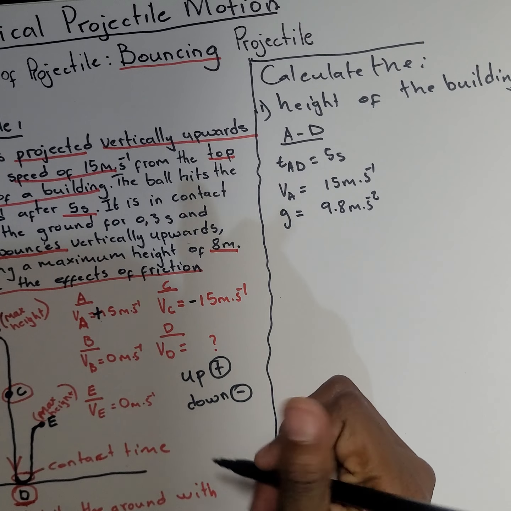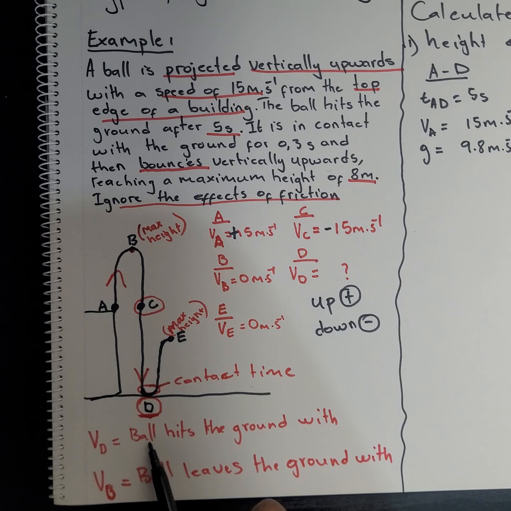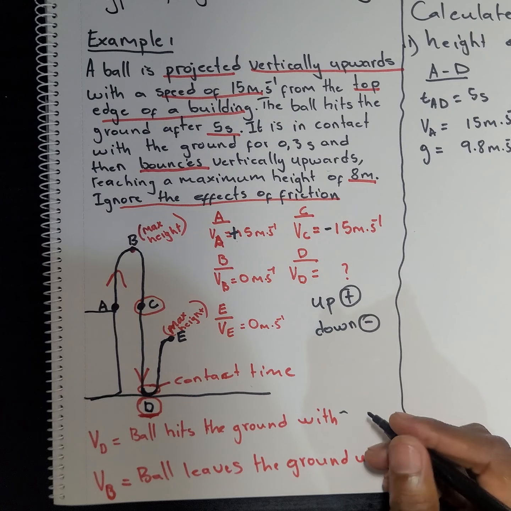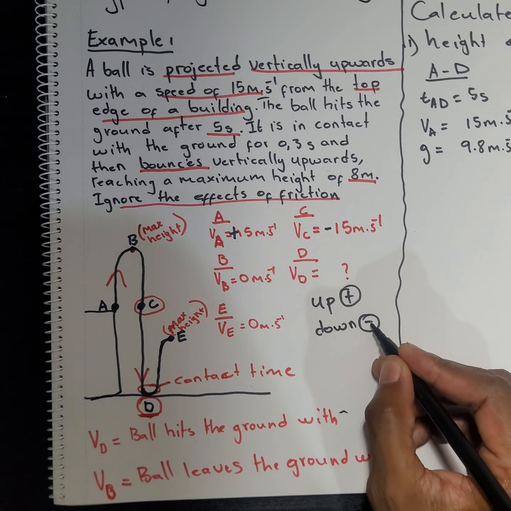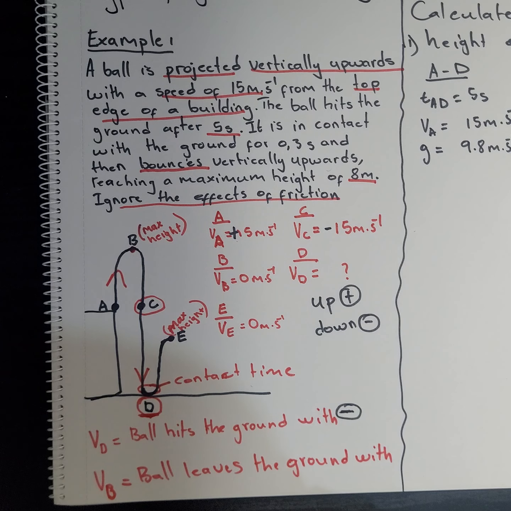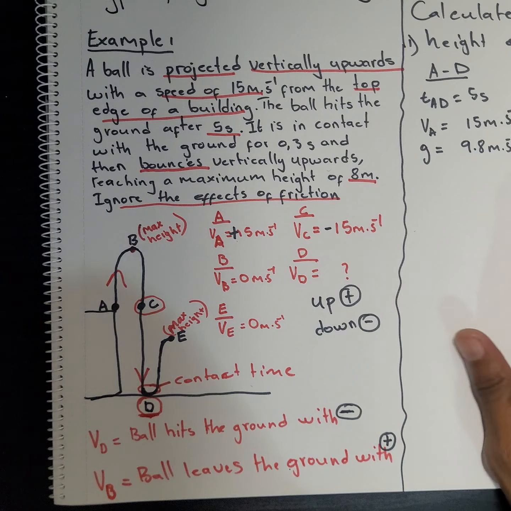My velocity at D, because we said we have two velocities at D. The velocity at which the ball hits the ground with. When the ball hits the ground, it was on its way down. So when it's on its way down and up is positive, there it must be negative. And the velocity at which the ball leaves the ground with, it must now be positive, because when it bounces, it will now go upward, and then upward is positive.